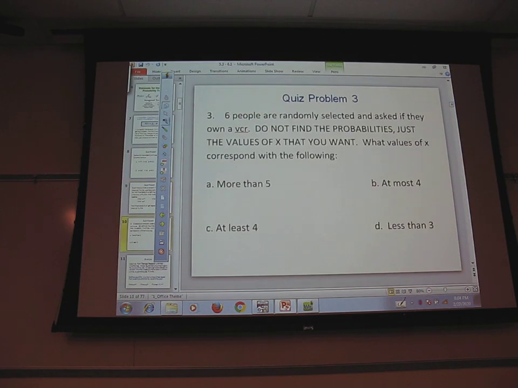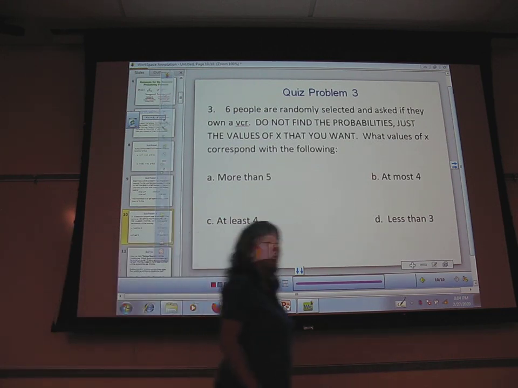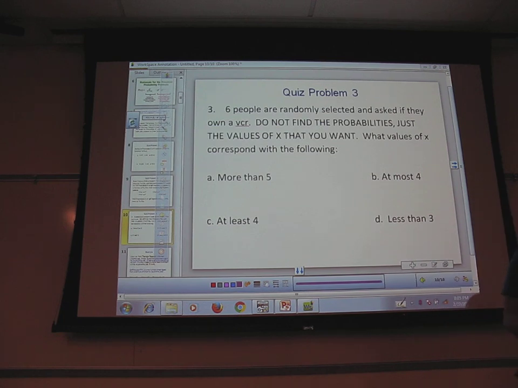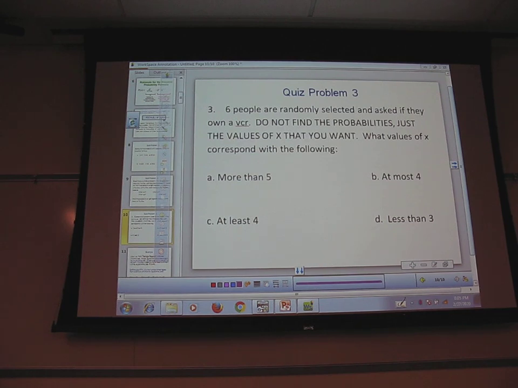All right. Quiz problem 3. We do not need to find the probabilities. Just figure out what x can be. So, more than 5. The easiest way to do this, well, okay, so I'm picking 6 people. How many successes could I have if I pick 6 people? I could have any number up to 6, right? So what's more than 5? 6. Only 6 is more than 5. Okay, great. So x has to be 6 here.